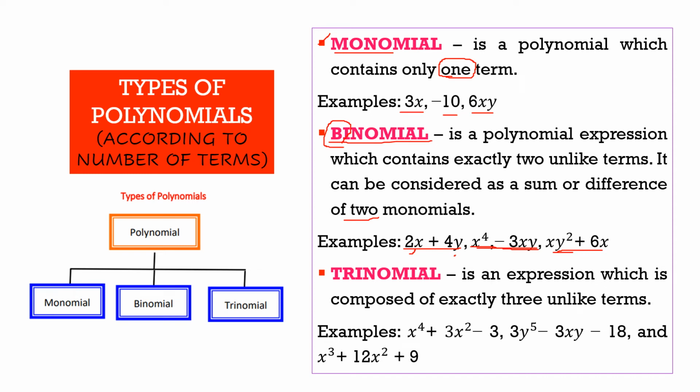And the third classification is trinomial, from the prefix tri, which means 3. Examples, we have x to the fourth power plus 3x squared minus 3. We have the first term, second term, and third term. And again, it is separated by addition or subtraction. Here is another example. We have 3y to the fifth power minus 3xy minus 18. And lastly, we have x cubed plus 12x squared plus 9.